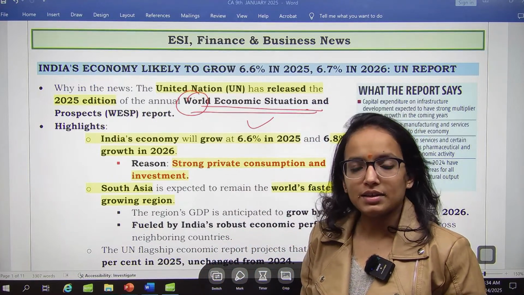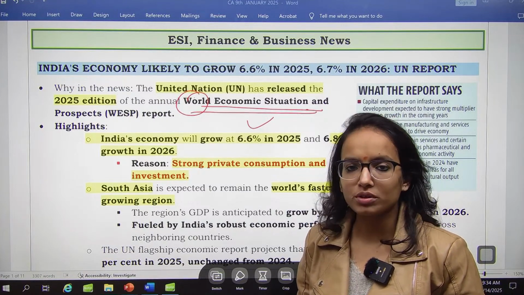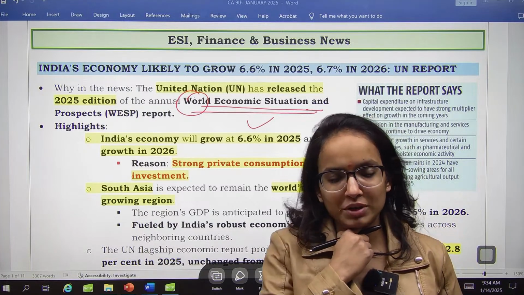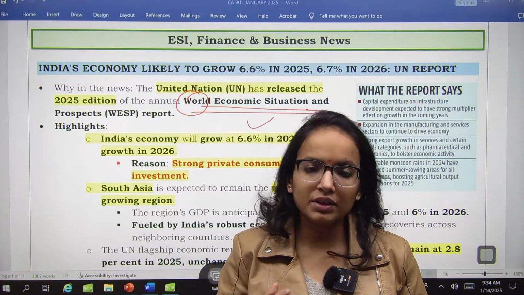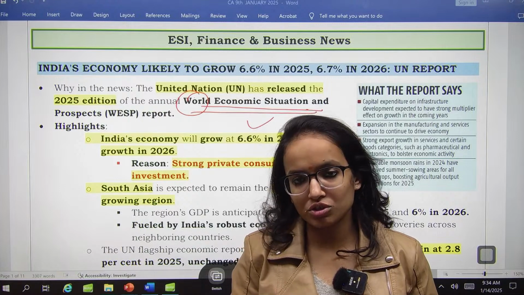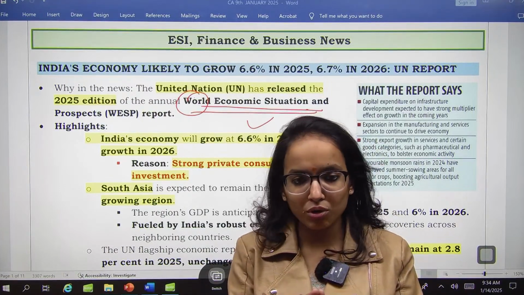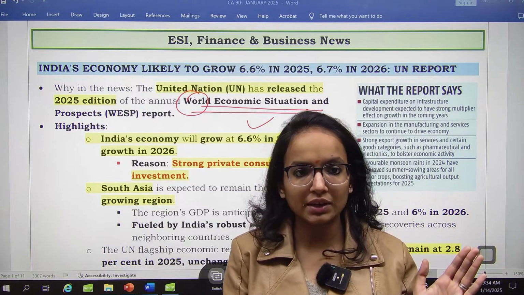So I was saying that this report is important and certain growth projections are there. They are also important. Remember, important growth projections only you should be remembering, like United Nations, like OECD, like NITI Aayog, like IMF's, like World Bank's projection, RBI's projection. And before your examination, you need not remember all the projections, even the monthly ones, you do not have to remember all of them, right?